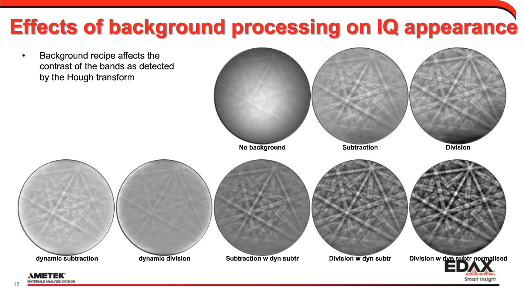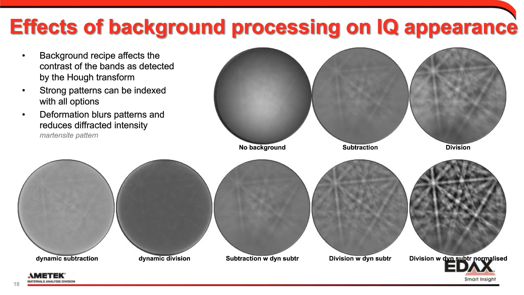So again, here I can go ahead and play with these, and strong patterns can be indexed in general with all these options. In this case, we can see that even with no background, I can index this. And these are all perfectly indexable. But if I do have deformed samples, the patterns are going to blur, and then there could be issues. So in this case, with no background, I couldn't really do it. And even some of the dynamic ones might have issues.